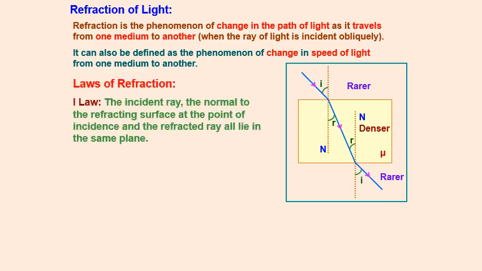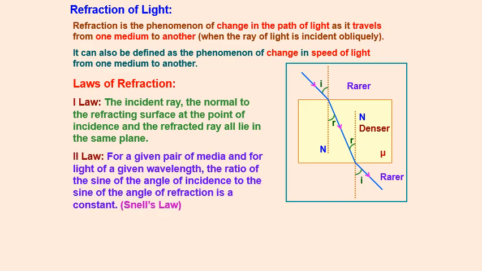So, laws of refraction of light. First law: the incident ray, the normal, the refracting surface at the point of incidence and the refracted ray all will lie in the same plane. Second law: for a given pair of media and for light of a given wavelength, the ratio of sine of angle of incidence to the sine of angle of refraction is a constant, that is Snell's law.